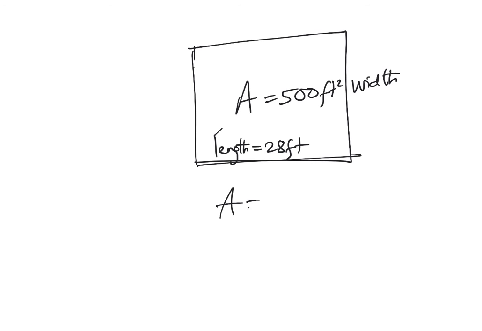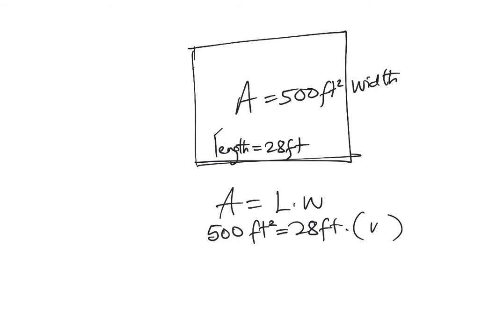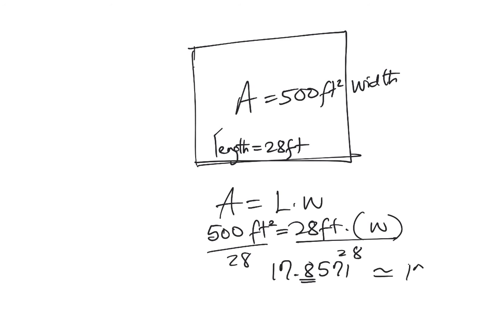And the way to get that, to the nearest tenth of a foot, is to remember that the area of a rectangle is length times width. They've given us the area as 500 feet squared. They've given us the length as 28 feet, and we don't know what the width is. So we divide both sides by 28. If you divide 500 by 28, you get 17.8571. They wanted it to the nearest tenth, so that becomes 17.9 feet. That would be the width of this particular one that we're working with.